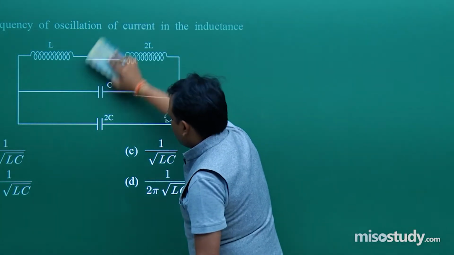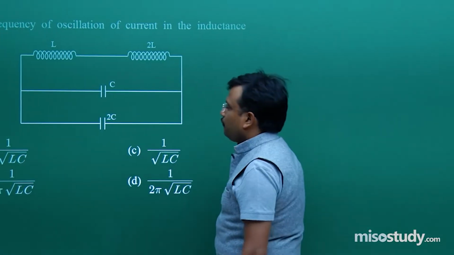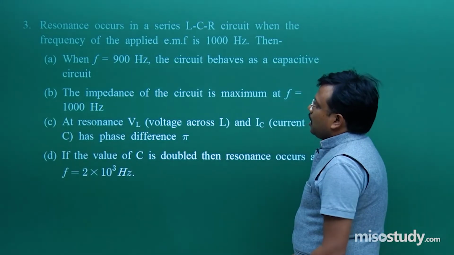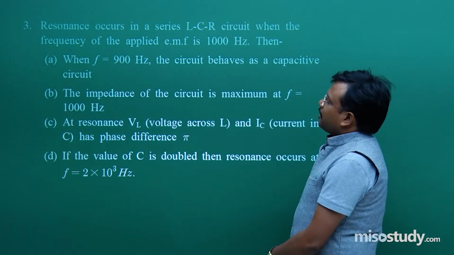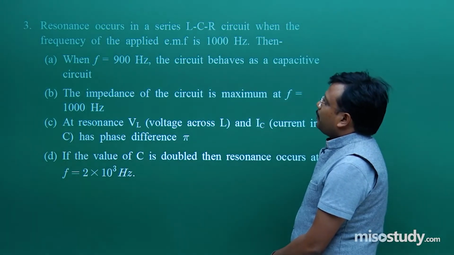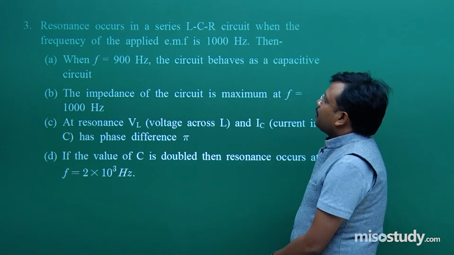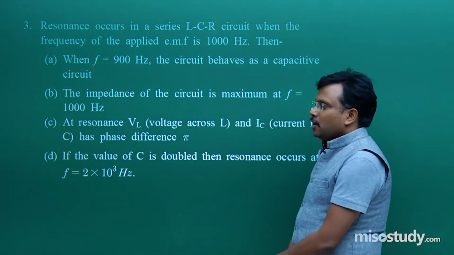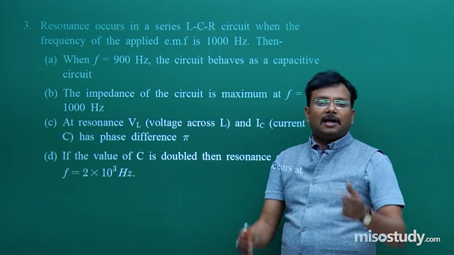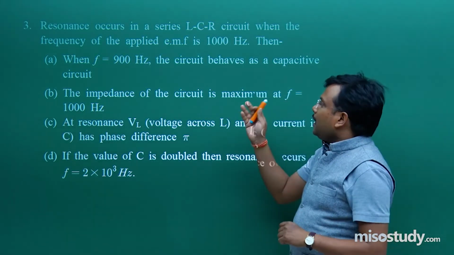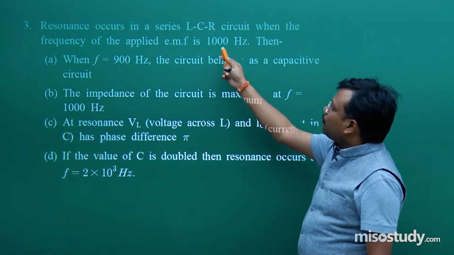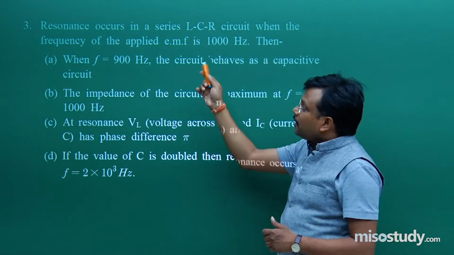Now once again I am back with the set of questions. So here it is, third question. Resonance occurs in a series LCR circuit when the frequency of applied EMF is 1000 Hertz. You have an LCR circuit where inductor, capacitor and resistor are connected. Now if you apply a frequency of 1000 Hertz, then resonance occurs.